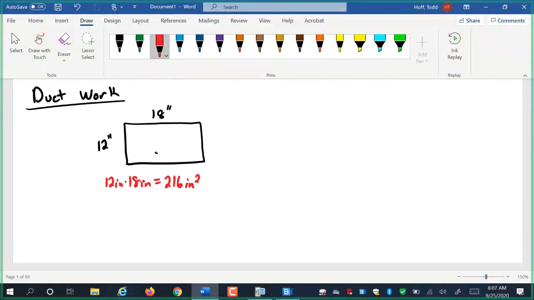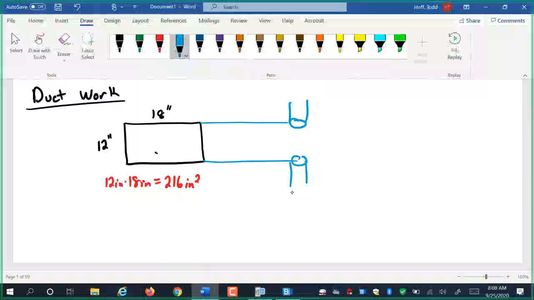As we go through the system, we want to slowly shrink it as we branch off so that the total area leaving a juncture is equal to or maybe slightly less than the area going in. We don't want it to be too much less because then you increase your air velocity, but you do want to have a pressurized heating system. So this duct might go down the line where it branches off with two 6-inch diameter round ducts branching off of it.